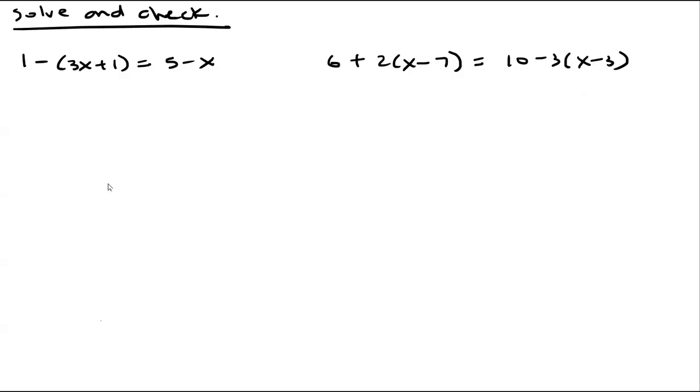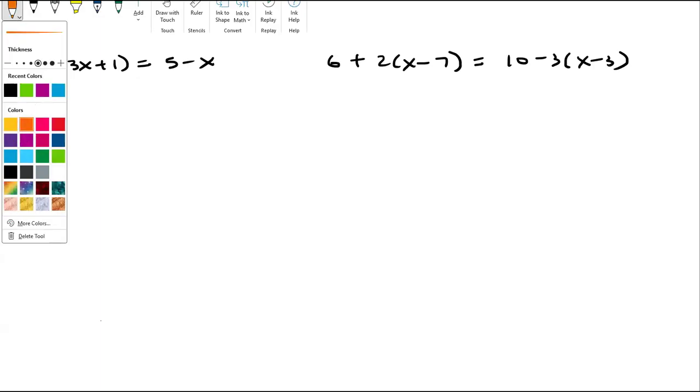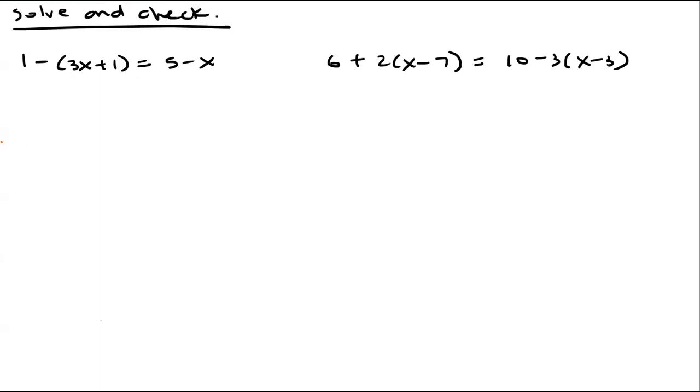Okay, so let's look at the first one. We got 1 minus 3x plus 1 equals 5 minus x. What's our first step here? What do we do? Distribute. Good. Okay, we're going to distribute.